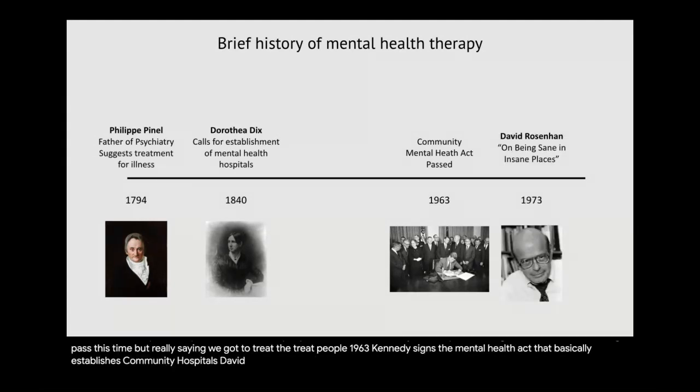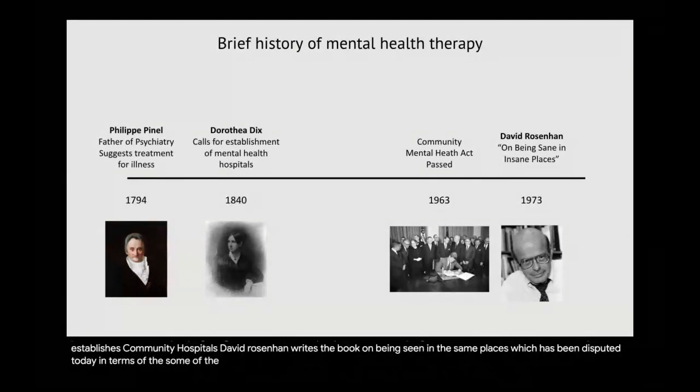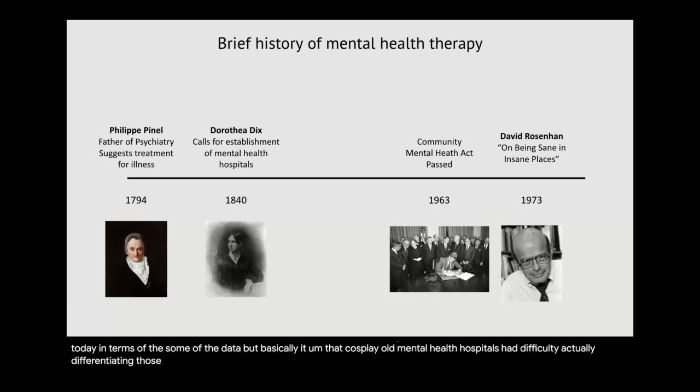David Rosenhan writes the book On Being Sane in Insane Places, which has been disputed today in terms of some of the data, but basically it suggested that mental health hospitals had difficulty actually differentiating those who were well and those who were not well.